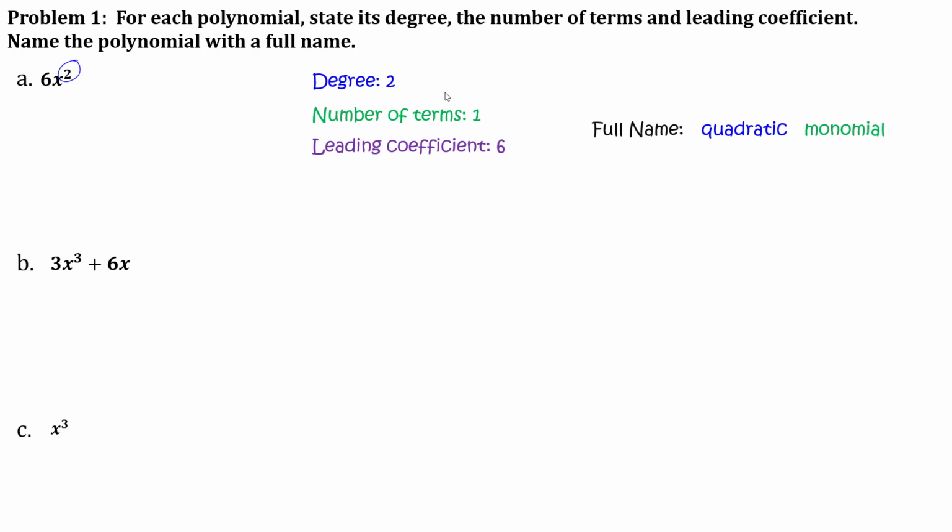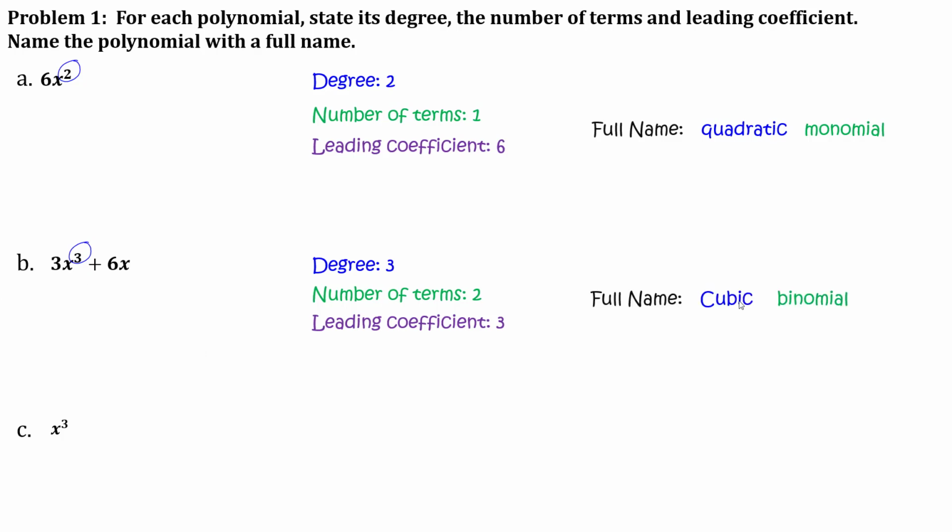The degree name comes first, then the number of terms. It's just a naming convention, okay? It's not like a natural law or anything. So the full name is quadratic monomial. Part B, 3x cubed plus 6x. So the degree is 3 because the highest power is 3. The number of terms is 2, 3x cubed and 6x. The leading coefficient is 3 because the number multiplying the highest degree term is 3. For the full name, degree 3 means cubic, number of terms 2 means binomial. So it's a cubic binomial.